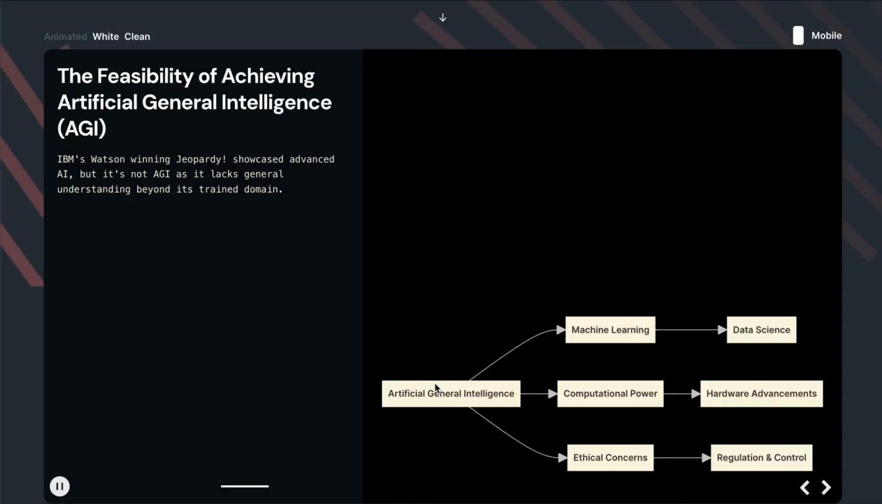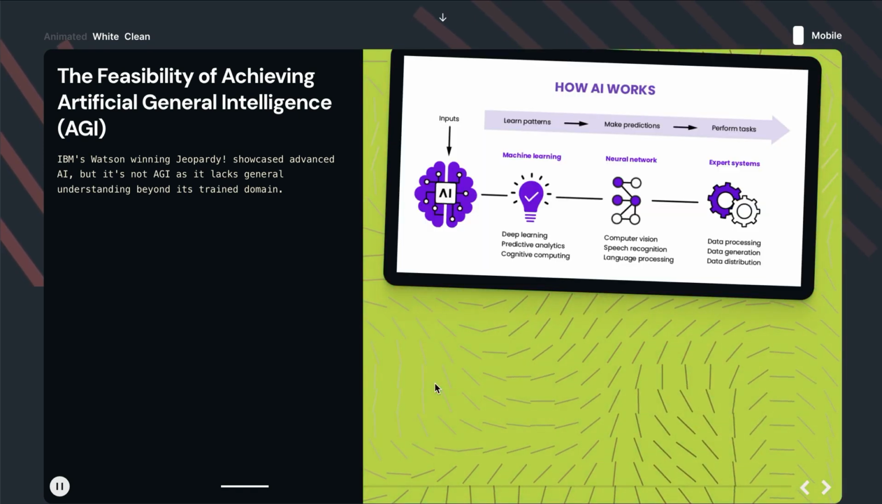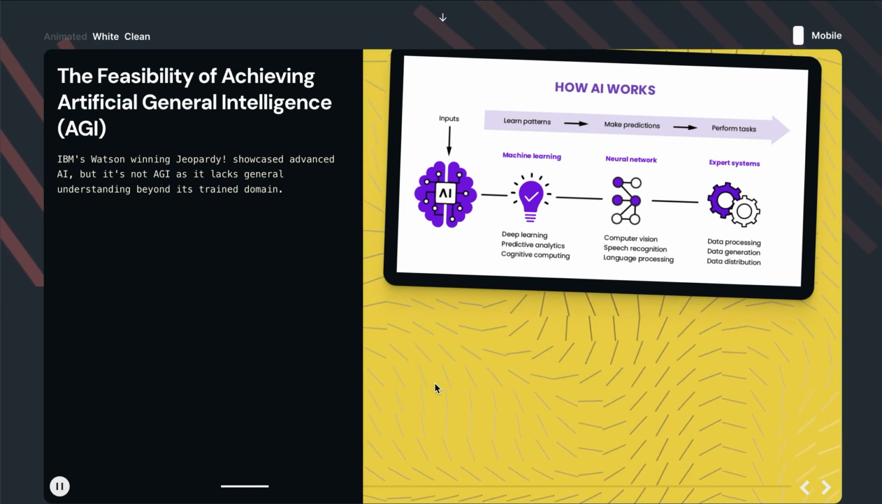Artificial general intelligence, AGI, refers to a machine's ability to understand, learn, and apply knowledge in a way that is indistinguishable from human intelligence.